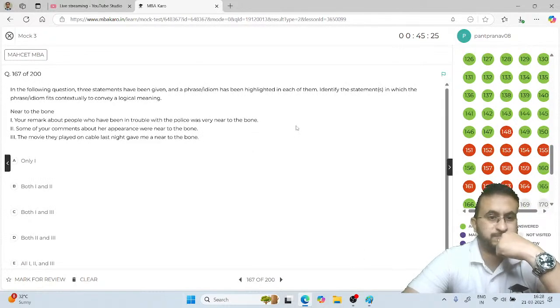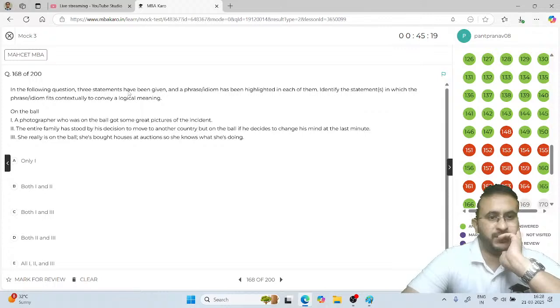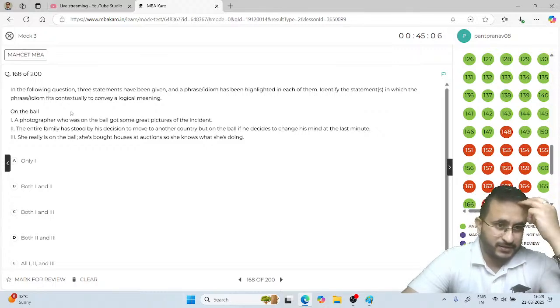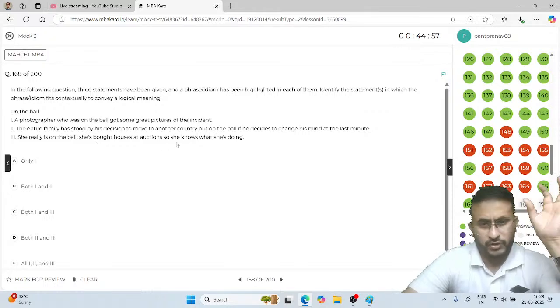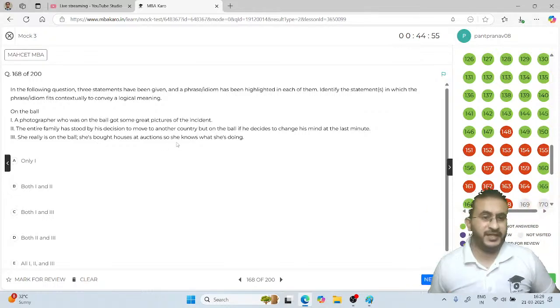Near to the bone, I have no idea what this idiom means. On the ball. On the ball, maybe someone who is expert. Just guessing. Photographer got some great pictures of the incident. She is really on the ball. She's got houses at auction, so she knows what she's doing. So maybe who is expert at something.